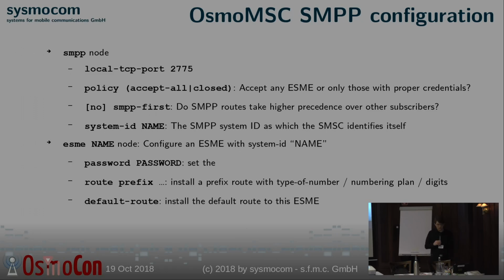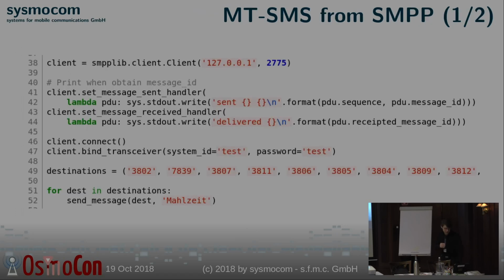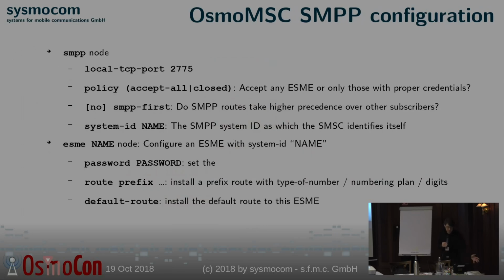So you can have ESMEs for different numbers and implement different services or whatever that way. There's also a concept of a default route, which is a catch-all. So basically, if none of the more specific per-ESME routes match, then the default route is used to deliver any SMS to any other non-matching address to the ESME in which the default route statement occurs. So you configure basically all these things on the MSC side, and then you're ready to go.